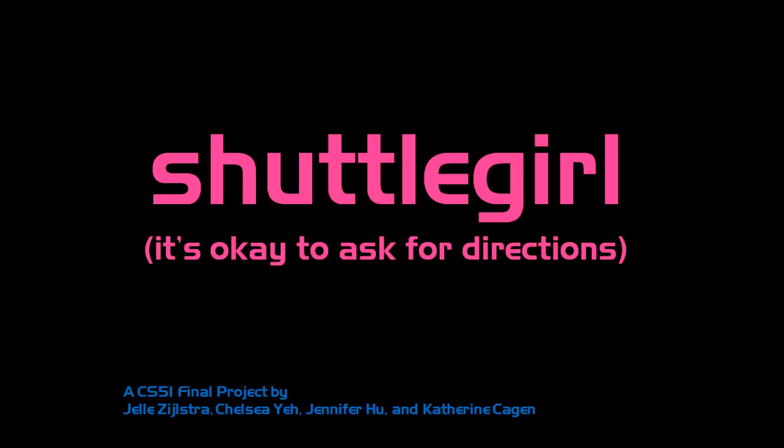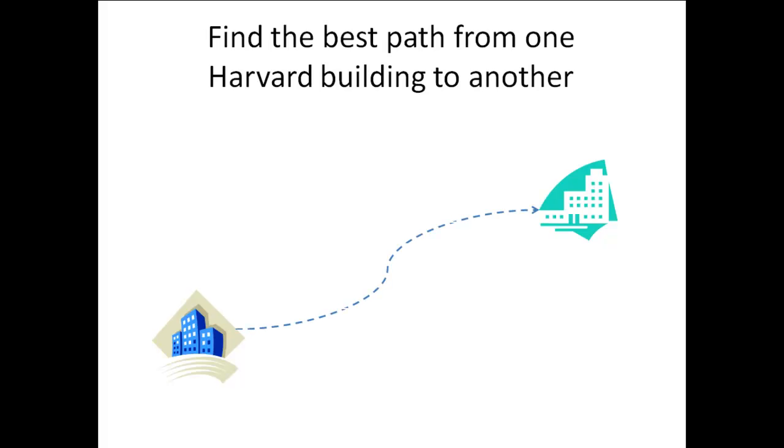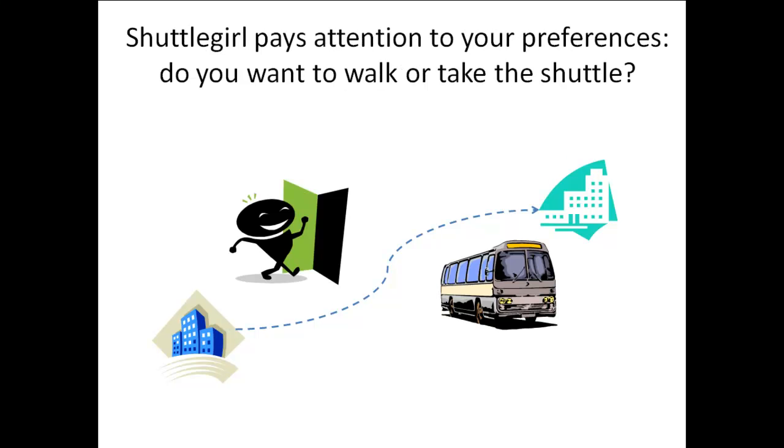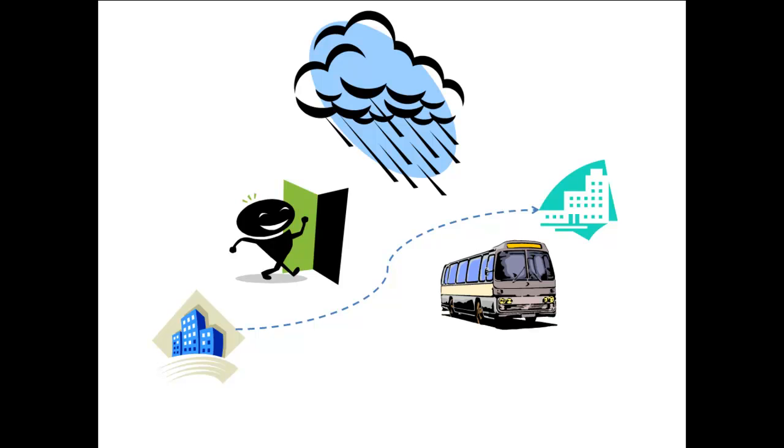Welcome to Shuttlegirl. Shuttlegirl is a pathfinding application for the Harvard campus. Instead of just checking the shuttle schedule, it tells you the best way to get from one building on Harvard's campus to another. It takes into account your walking speed, preference for taking the shuttle or walking, and even tells you what the weather is where you are, so you can remember to take an umbrella or wear a jacket.